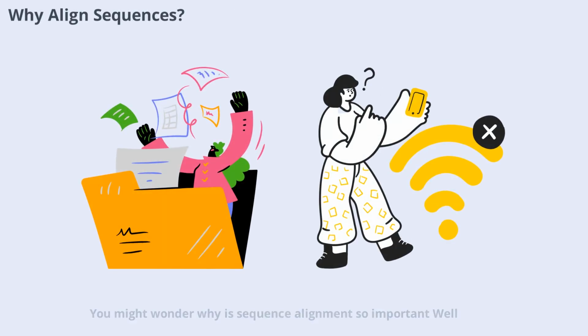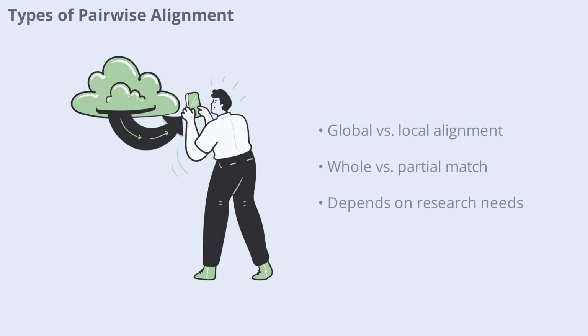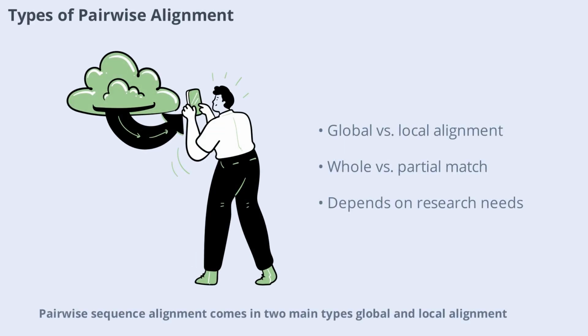You might wonder, why is sequence alignment so important? Well, aligning sequences allows scientists to identify conserved regions that may be crucial for biological function. It also helps in detecting evolutionary changes such as insertions, deletions, or substitutions. By comparing sequences, we can predict the function of unknown genes, trace the origins of diseases, and even design targeted therapies. In essence, sequence alignment is a powerful tool that bridges the gap between raw genetic data and meaningful biological insights. Pairwise sequence alignment comes in two main types: global and local alignment.